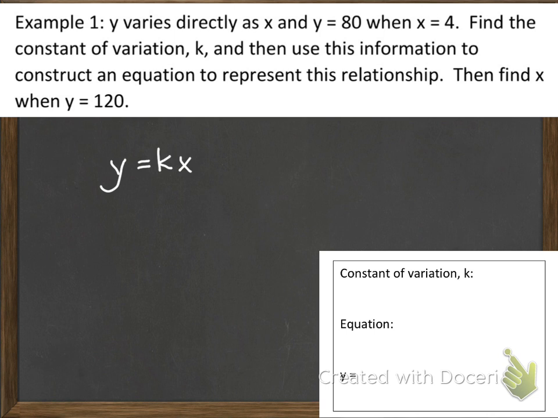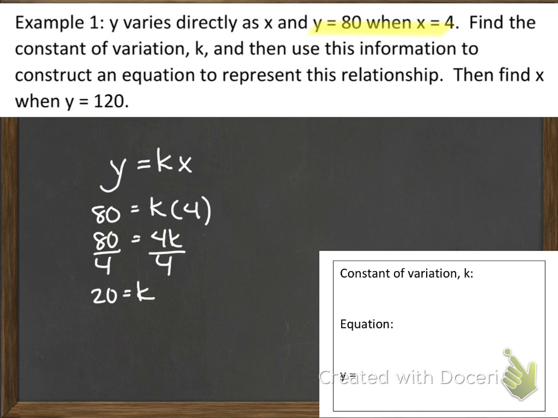So notice that in this answer box, I have three pieces of information we're looking for. First, we have to find k. Then we need to write the equation. Then finally, we can solve for y. So let's begin. The next piece of information we're given is that y is equal to 80 and x equals 4. So I have 80 is equal to k times 4. In other words, 80 is equal to 4k. I can solve for k by dividing both sides by 4, and I found out that k, my constant of variation, is 20. So already I can write k is equal to 20.